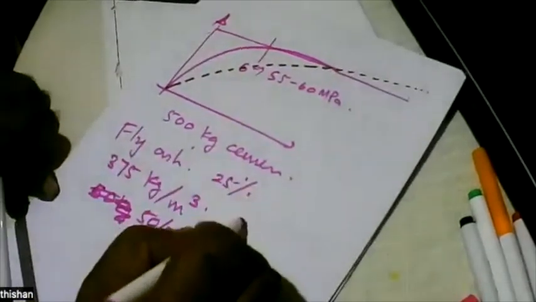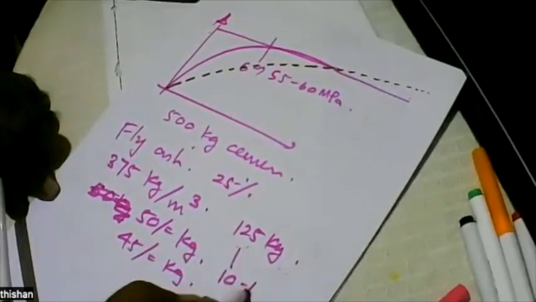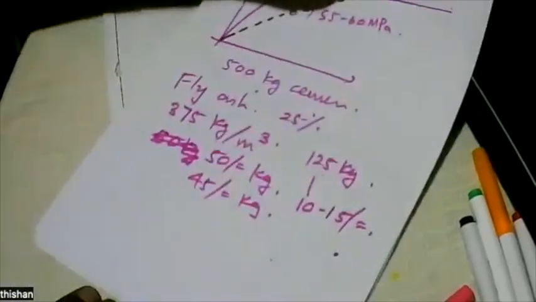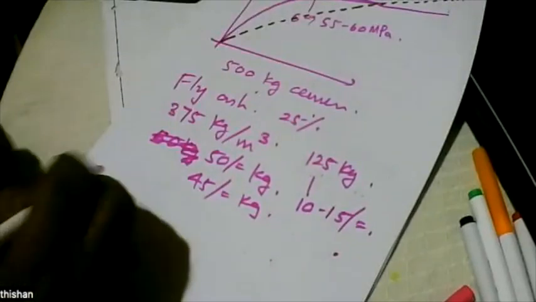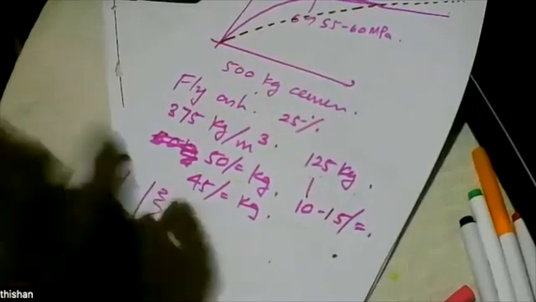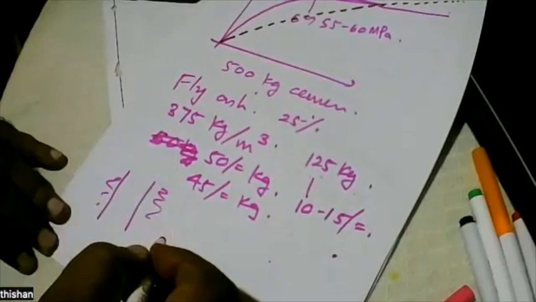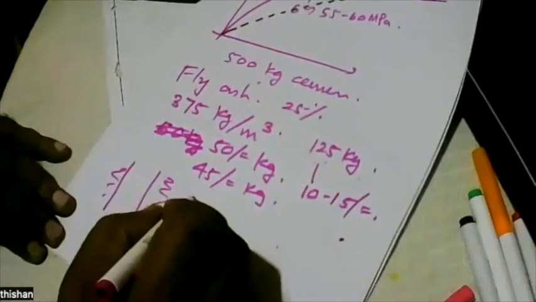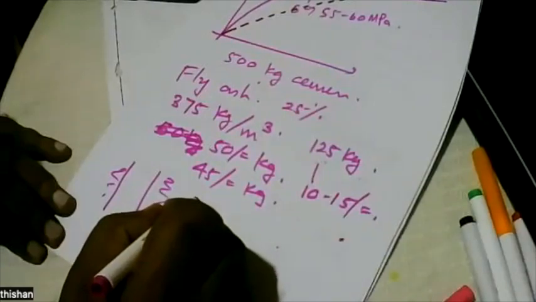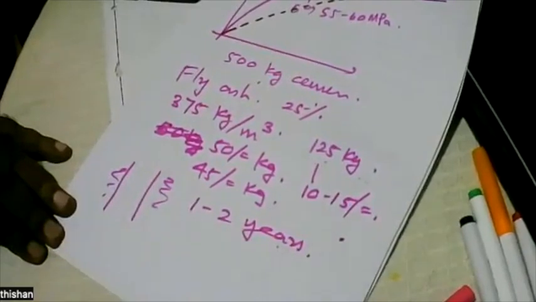And then you use 125 kilograms of fly ash, where 1 kilogram costs only about 10 to 15 rupees. Because fly ash is available and the pile is under the soil, there is no disturbance, no heating up, and it is difficult for water to escape. Because of that, you are definitely going to have strength development up to about 1 to 2 years, a significant strength development.